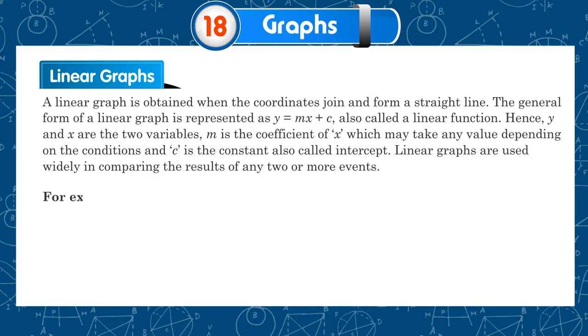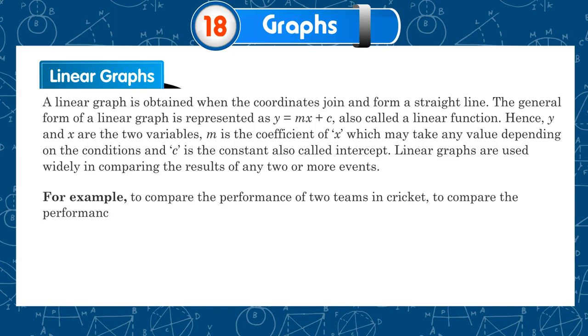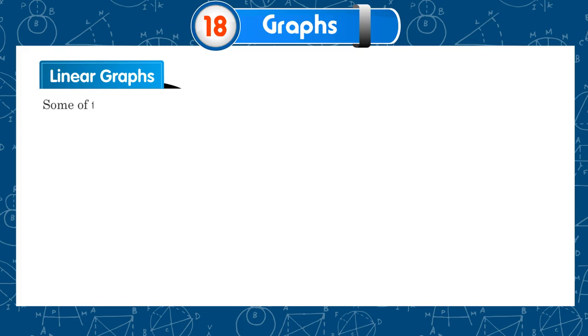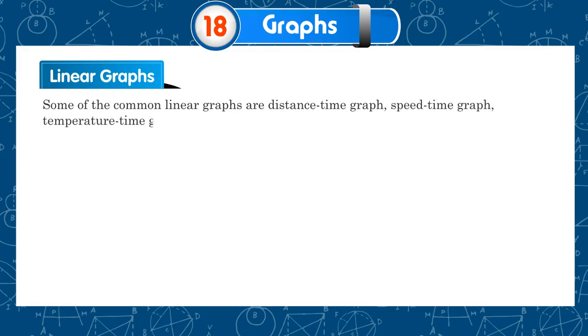Linear graphs are used widely in comparing the results of any two or more events. For example, to compare the performance of two teams in cricket, or to compare the performance of two cars of different companies. We may find linear graphs in the newspaper, business magazines, science books, etc. Some of the common linear graphs are distance-time graph, speed-time graph, temperature-time graph, etc.